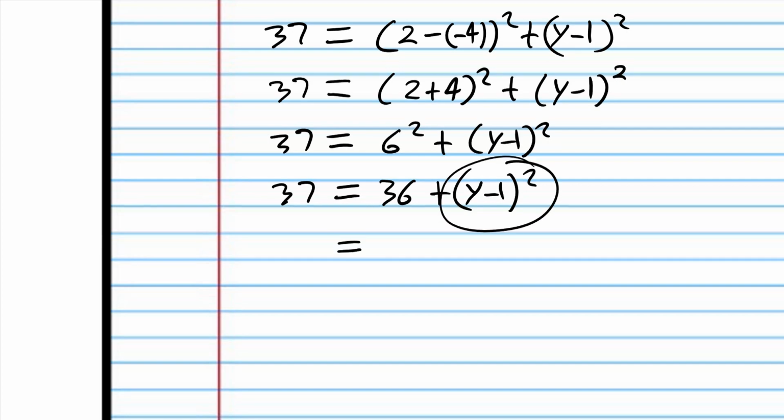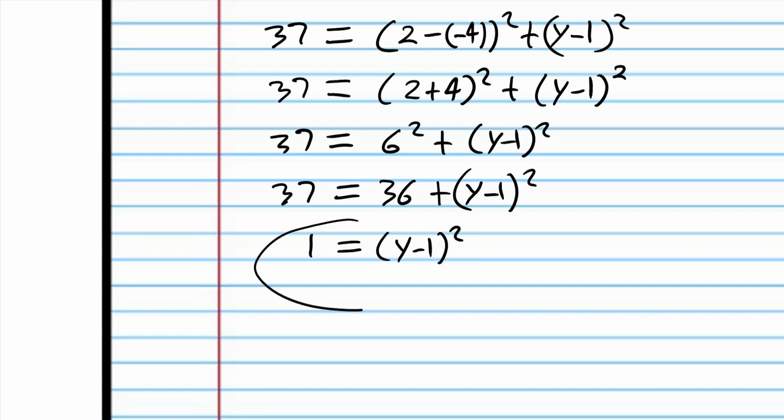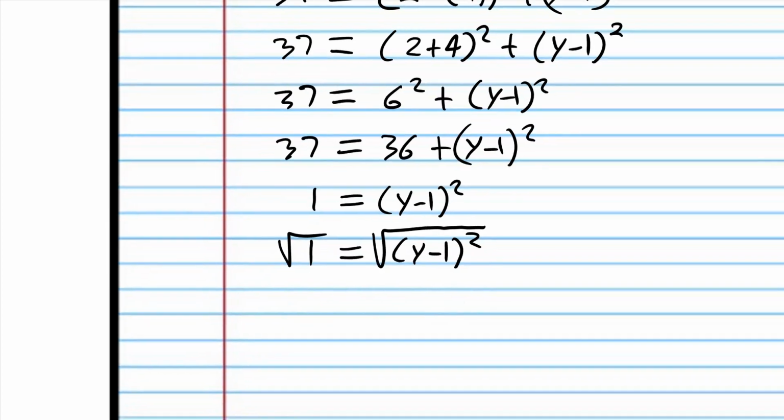We're going to isolate this square, so we're going to subtract 36 from both sides. So that gives us 1 is equal to y minus 1 squared. Now we've isolated the square. So now we're going to get rid of the square. The second step is to square root both sides once you isolate the square. Remember, the opposite of squaring is square rooting. And remember, you have to put plus or minus.